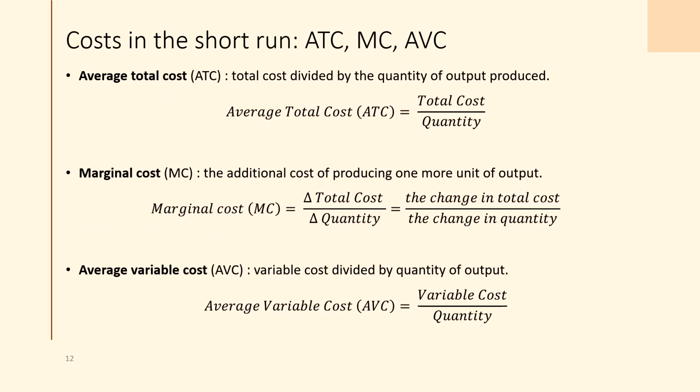Now we define three important cost measures. Average total cost, or ATC, is total cost divided by the quantity of output. This tells us the cost per unit. Marginal cost, or MC, is the additional cost of producing one more unit of output. Average variable cost, or AVC, is variable cost divided by output. These measures help firms make production decisions.